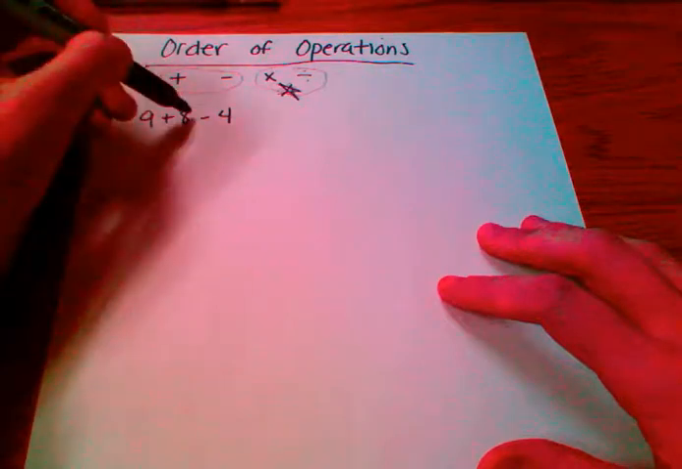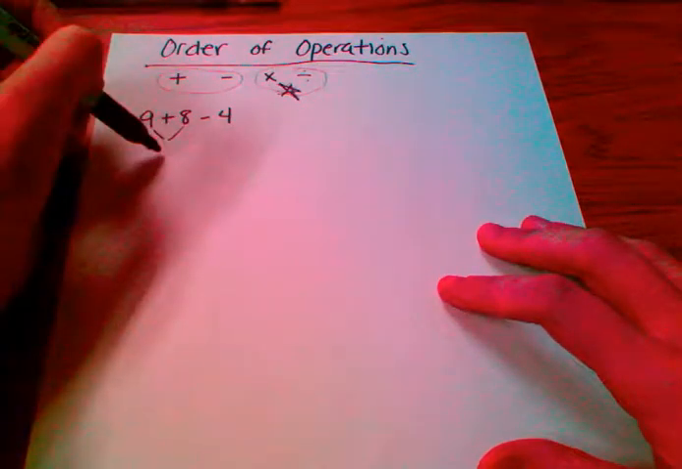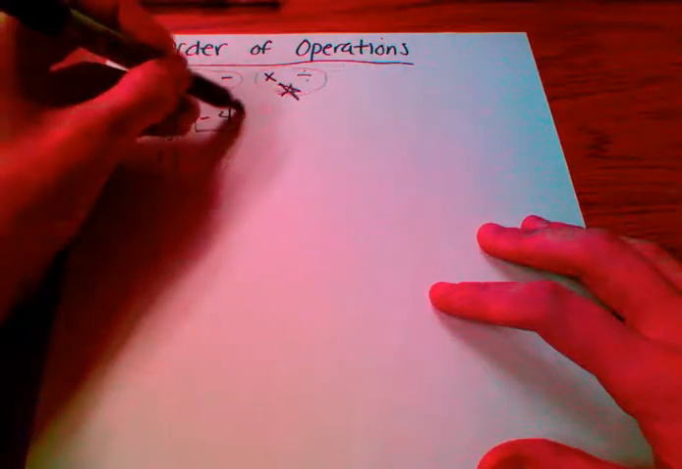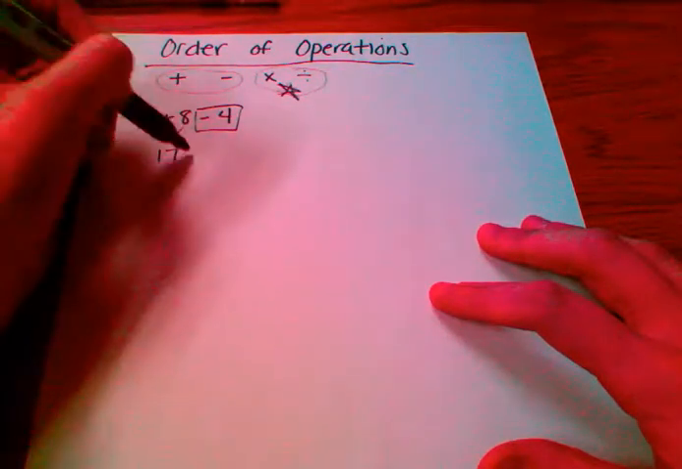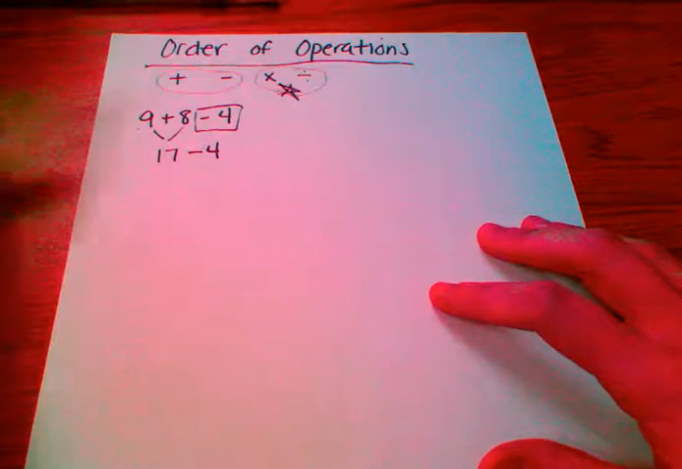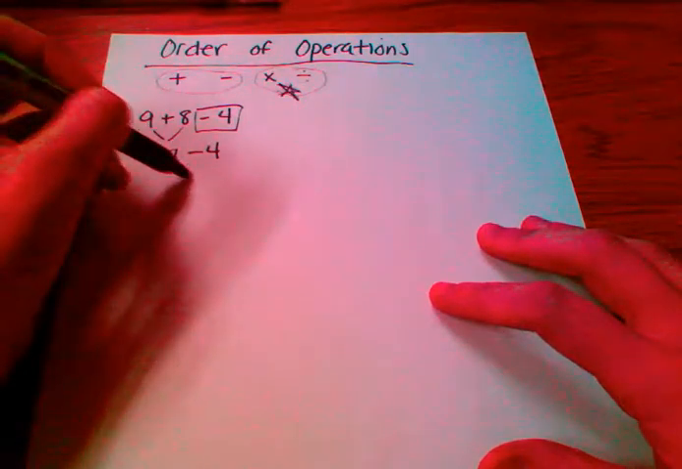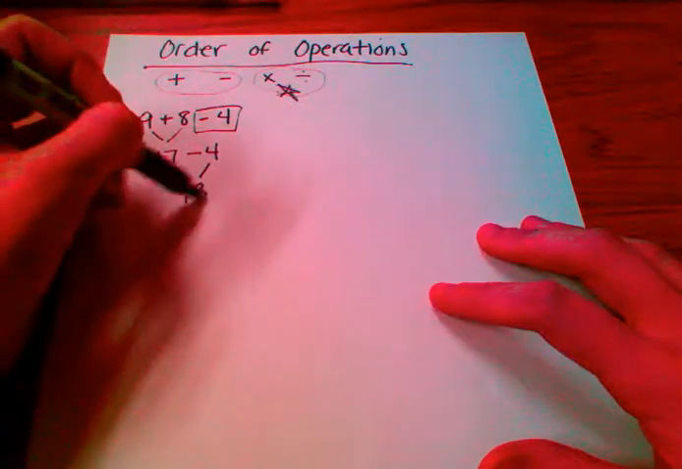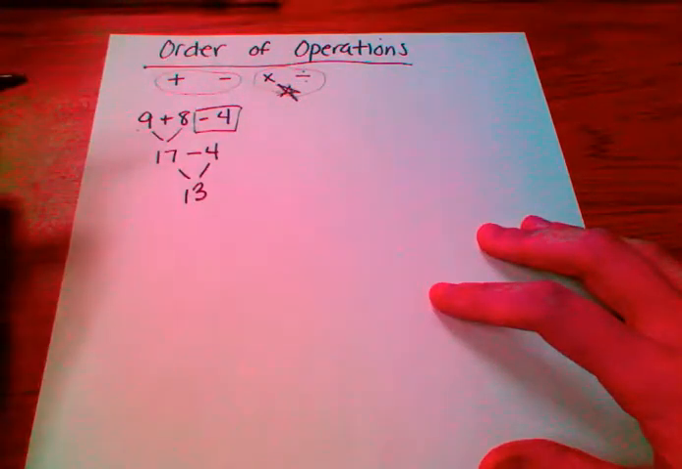So 9 plus 8 is 17. And then I still have this minus 4 here that I need to bring down and deal with. So here it is. Brought it down, and now I can subtract 4 from 17, and then we get 13 as our final answer.